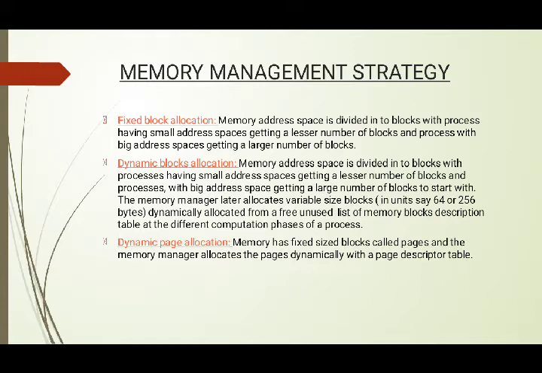The next strategy is dynamic block allocation. Memory address space is divided into blocks with a process having a small address space getting a lesser number of blocks and a process with a big address space getting a large number of blocks to start with. The memory manager later allocates variable size blocks, in units like 64 or 256 bytes, dynamically from a free unused list of the memory block description table at the different communication or computation phases of a process.